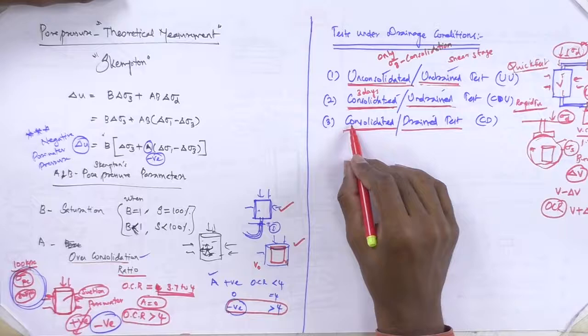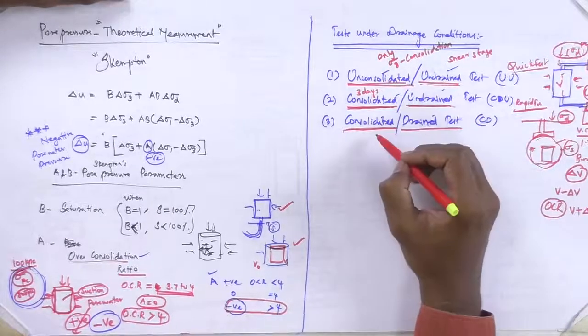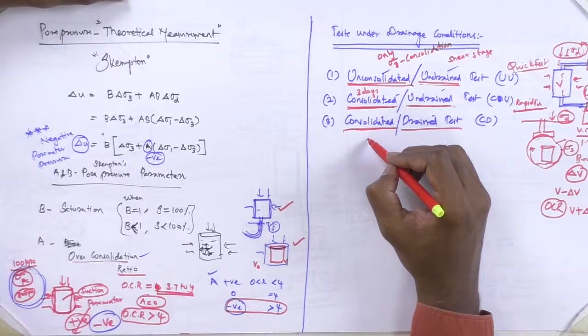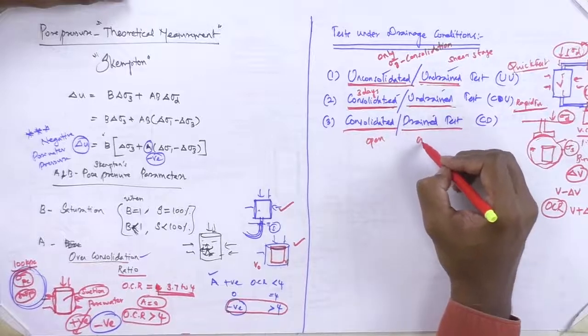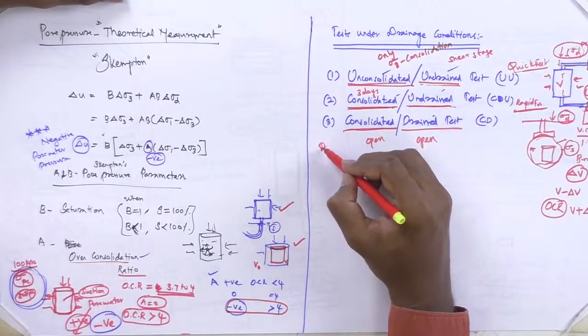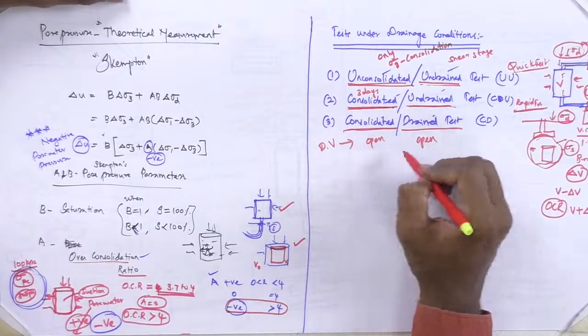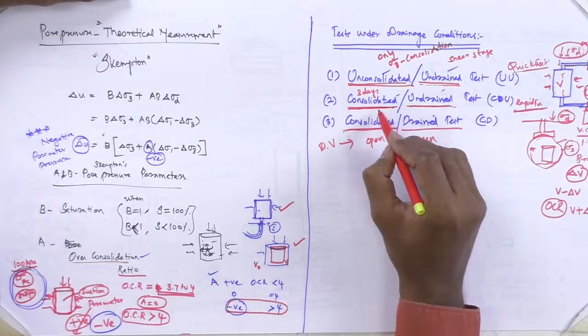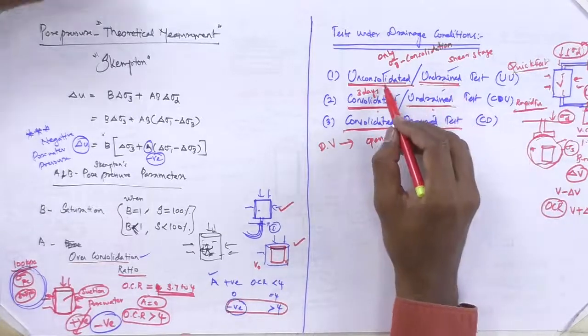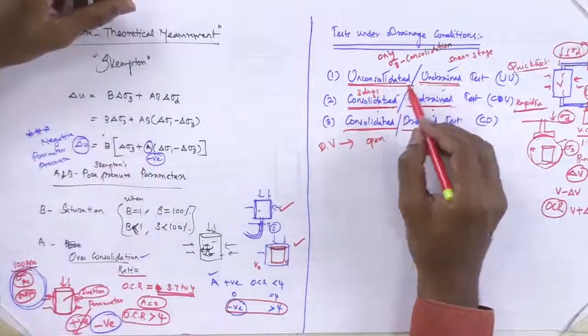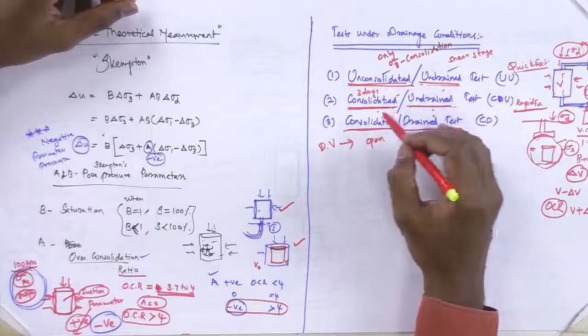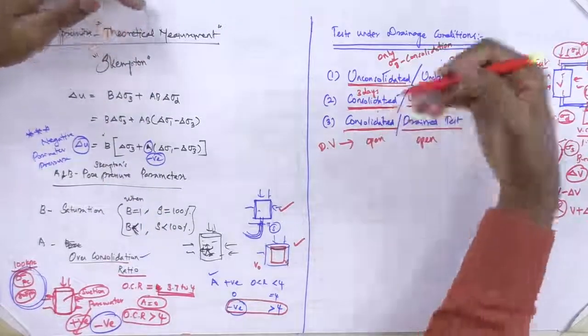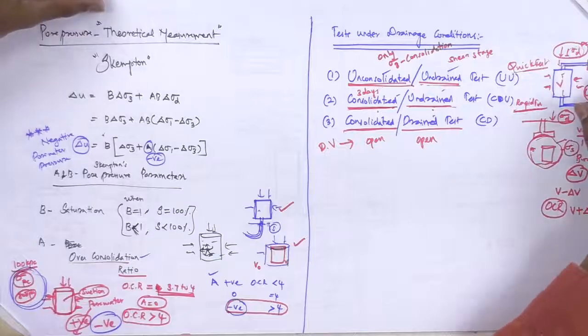So we have another test, consolidated drained. In both the consolidation process and the shear stage, the valve is open. So it is the drainage valve: open, open. For the earlier tests, drainage valve open, close. And the drainage valve closed in both the stages. So it may also be asked in multiple choice questions.